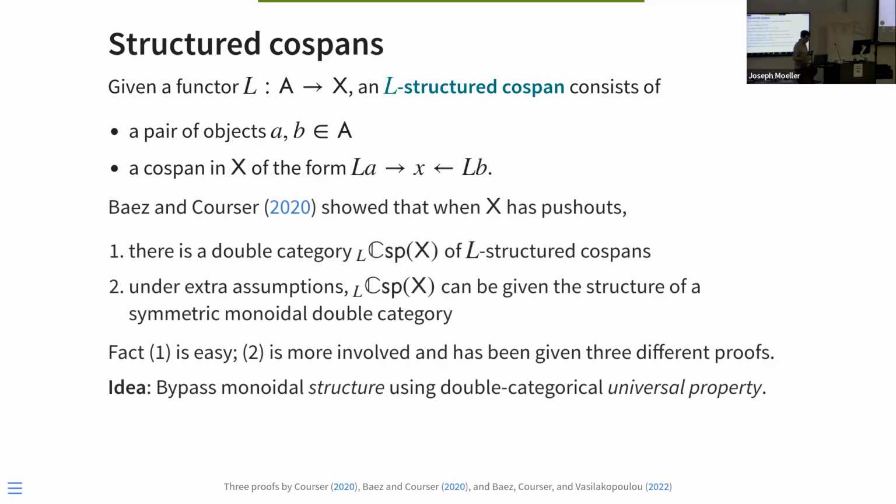Okay, and in their paper on this, Baez and Courser showed that when X has pushouts, you get a double category of L-structured cospans, and then under additional assumptions, you can give this double category the structure of a symmetric monoidal double category. The first thing is quite easy, because once you know that cospans form a double category, the L-structured ones compose in the exact same way. They compose by pushout in X. So it's immediate that you get a double category of those, but showing that it has this symmetric monoidal structure is quite a bit more involved and has been given no fewer than three proofs in the literature. All of them involve a fair amount of work. And so the idea in this work is to bypass this by saying, rather than giving this monoidal structure, we're going to use the appropriate double categorical universal property and then get the monoidal structure from that for free.